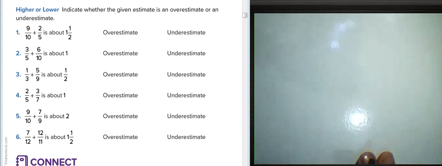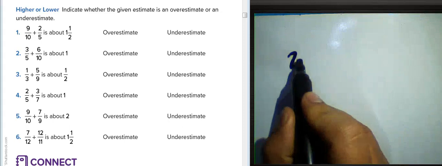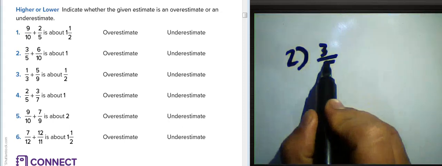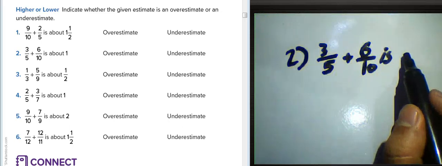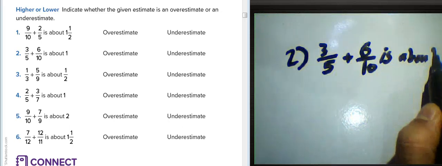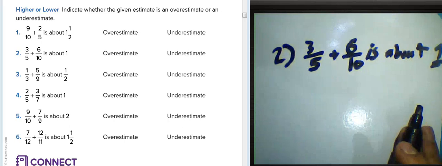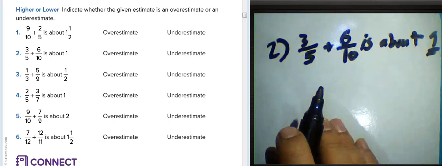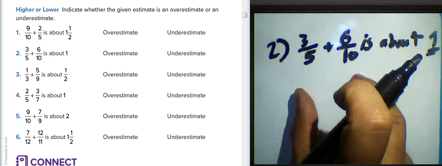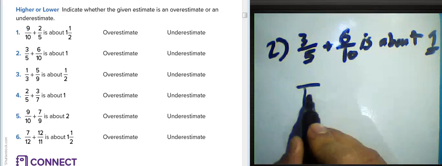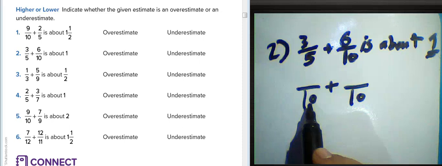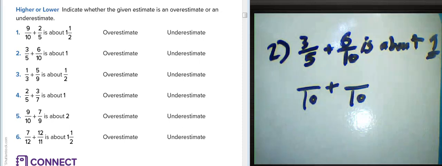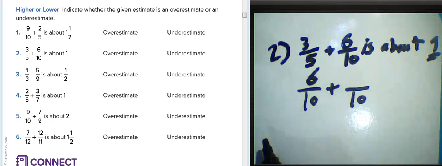Question number 2 here. He gives us 3 over 5 plus 6 over 10 is about 1. Okay, I will solve it with you by writing the least common multiple of the two denominators. We know the least common multiple between them will be 10. Ask yourself, 5 times what equals 10? 5 times 2 equals 10. So 2 times 3 equals 6.